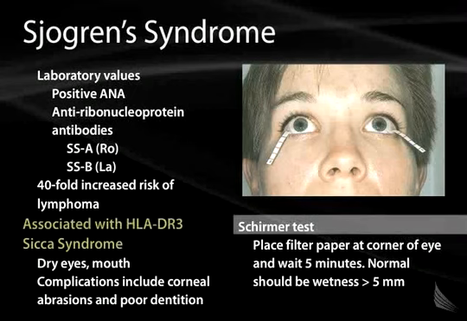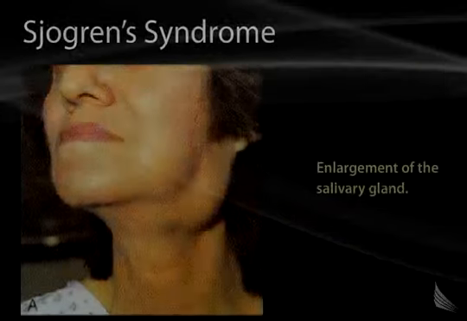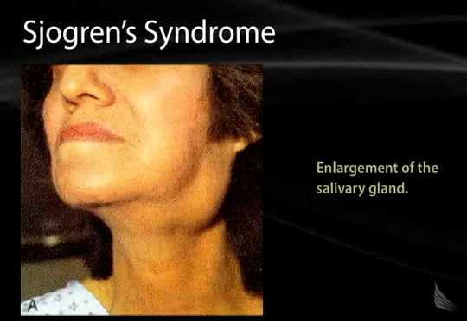The Schirmer test, pictured on the right of the slide, is a placement of filter paper at the corner of the eye, and you wait for 5 minutes to see if the tear production will produce wetness of that filter paper. The capillary effect of the water on the filter paper should be greater than 5 millimeters at 5 minutes. This is a clinical picture of enlargement of the salivary gland in the Sjogren's syndrome with the Mikulicz subtype.